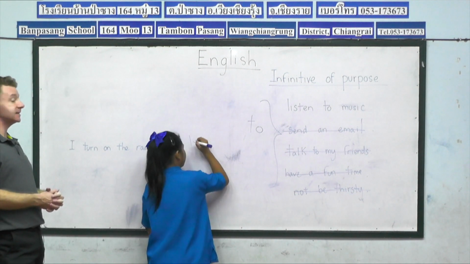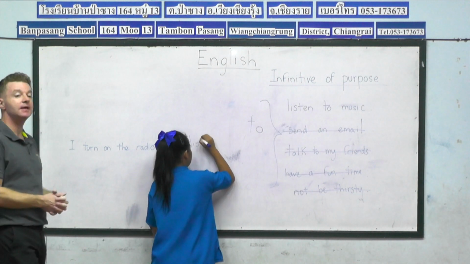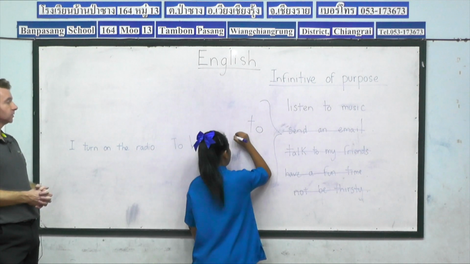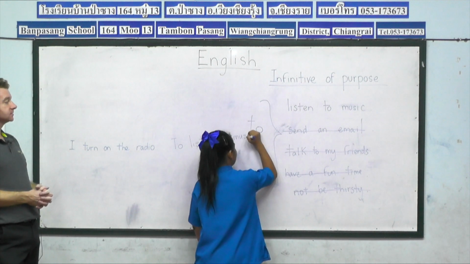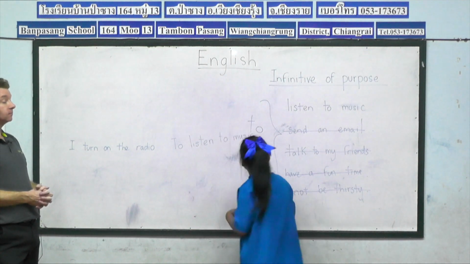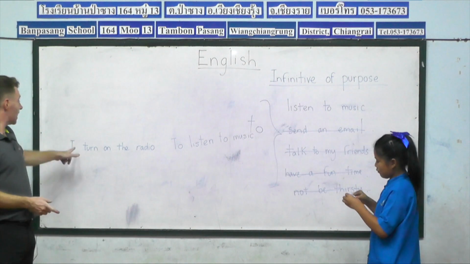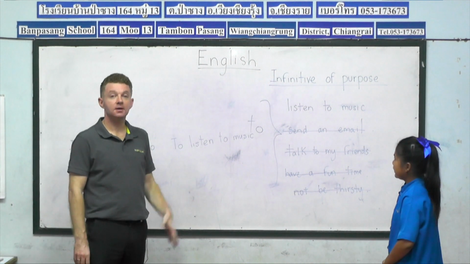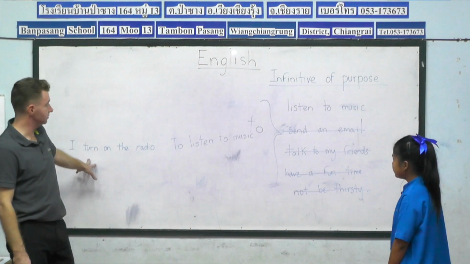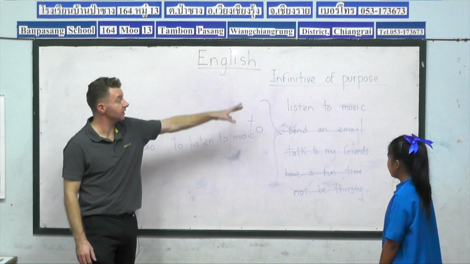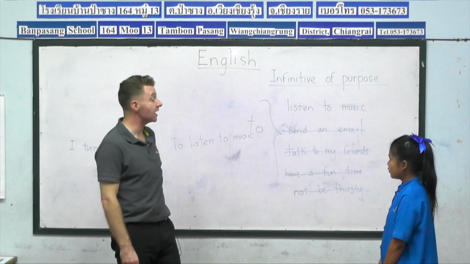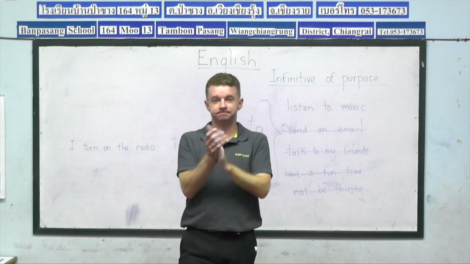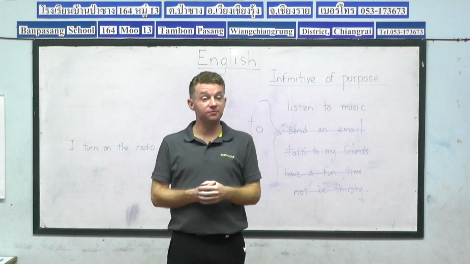T-O. Listen. S-T-E-N. And music. S-C. And then, what do we end the sentence with? Full stop. I turn on the radio to listen to music. The action, and then to listen to music, the infinitive of purpose. Lacko, that was excellent. High five and a big round of applause for Lacko, please, guys. And a big round of applause for everybody for doing a great job.